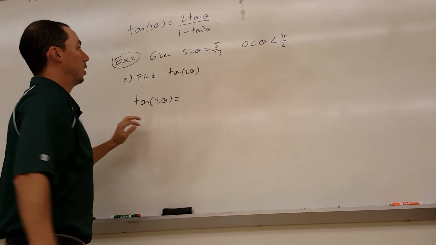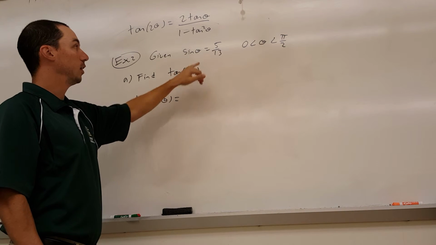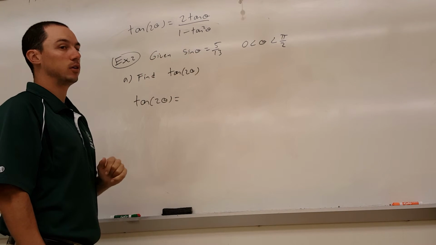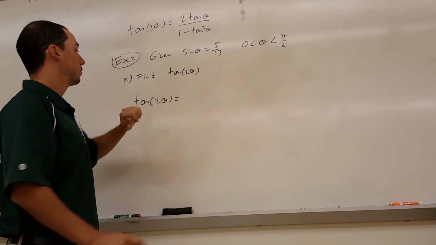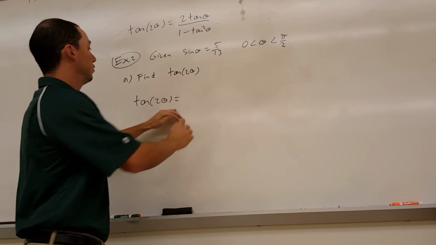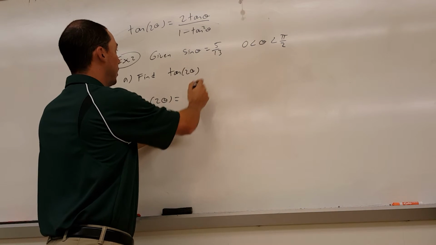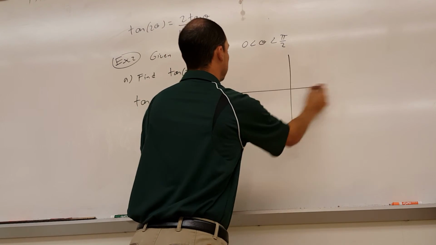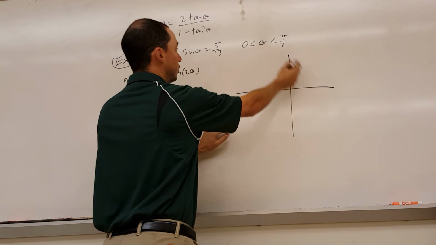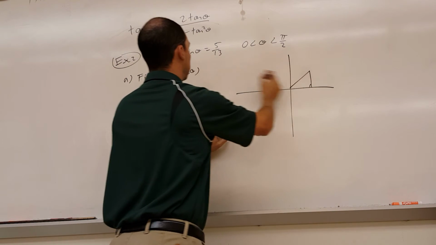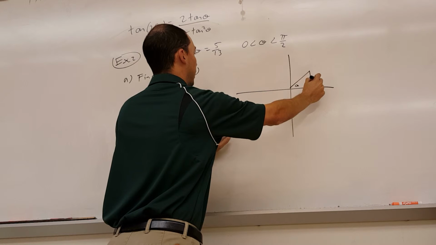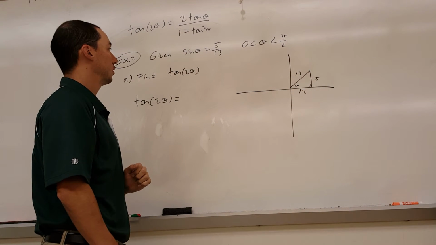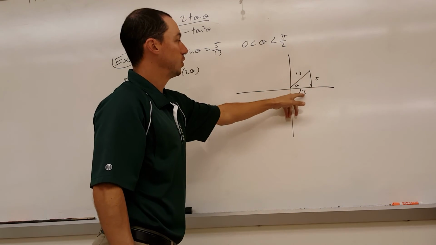There are a couple ways to do this problem. If you wanted to, you could find the sine of 2 theta and the cosine of 2 theta, and tangent is the sine over the cosine, or you just go ahead and use this equation. Let's go tangent of 2 theta. It's 2 tangent theta, and well, I don't have tangent theta. To draw a reference triangle. Theta is between 0 and pi over 2, first quadrant. Sine of theta is 5/13. Special right triangle, 5, 12, 13. Good. Tangent, opposite over adjacent, 5/12.